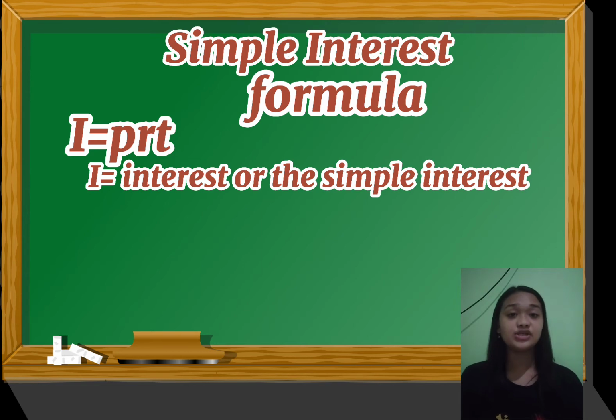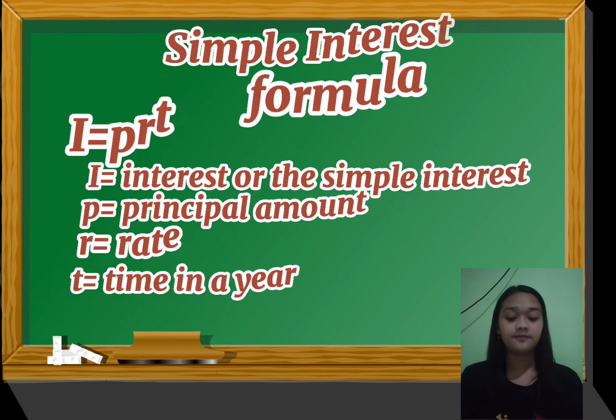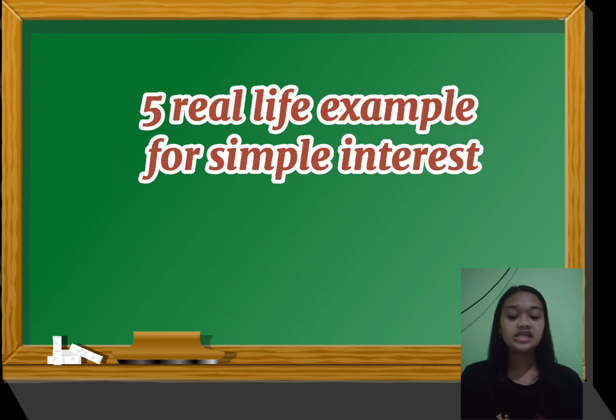I means interest or the simple interest. P means principal amount. R means rate. T means time in a year. After we know the formula, let's proceed to the real-life examples for simple interest.